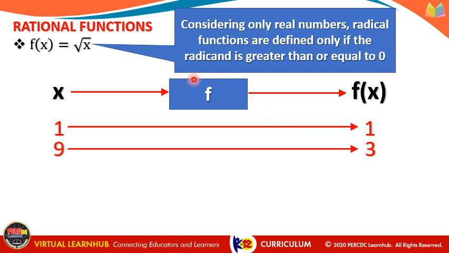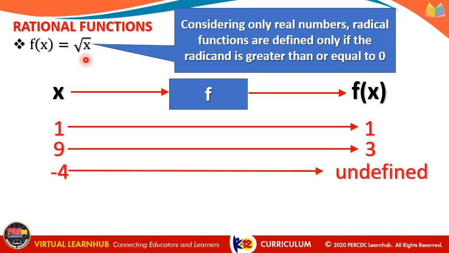Take note ha, considering only real numbers, radical functions are defined only if the radicand, ano ulit yung radicand, yun yung nasa loob ng square root mo, the radicand is greater than or equal to 0. So, square root of x, alright, yung x mo dapat hindi negative. Pwedeng 0, pwedeng mas mataas sa 0. So, kung nagpasok ka kunyari ng negative 4, anong mangyayari? We don't know. It's undefined. Kasi nga, defined lamang ang square root of x kung ang x mo ay 0 or any positive number.